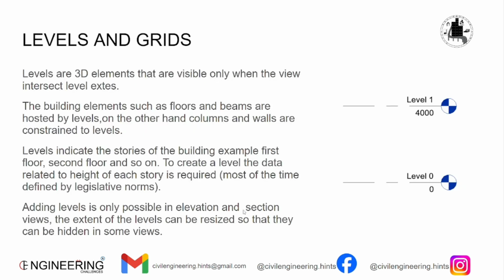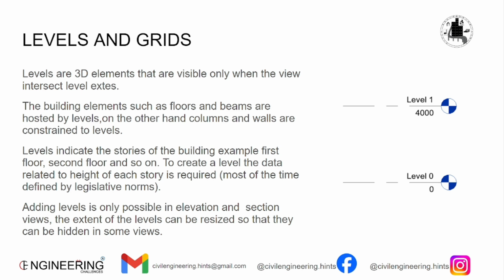Levels are 3D elements that are visible only when the view intersects level extents. Most building elements such as floors and beams are hosted by levels. Other elements such as columns and walls are constrained to levels. The level tool is used to define a vertical height or a story within a building, creating a level for each known story or other needed reference of the building. For example, first floor, top of the wall, or base of the foundation is now simple with this tool.